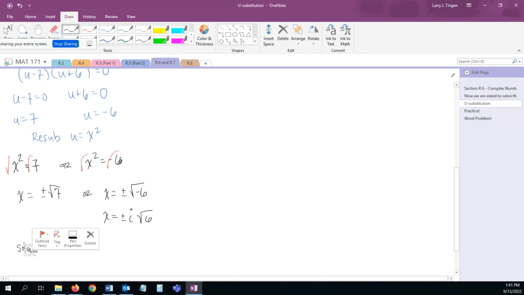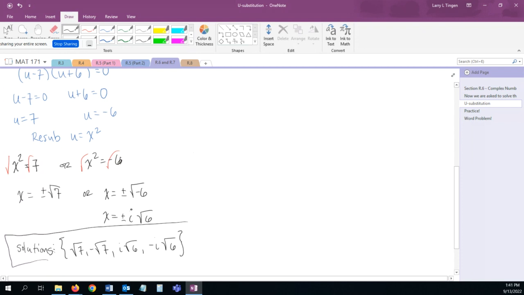And so what do I have now? I have solutions. But instead of having my typical 2 solutions or 1 solution, I have 4. The solutions for this problem include square root of 7, the negative square root of 7, i times the square root of 6, and negative i times the square root of 6. All 4 of those are solutions.